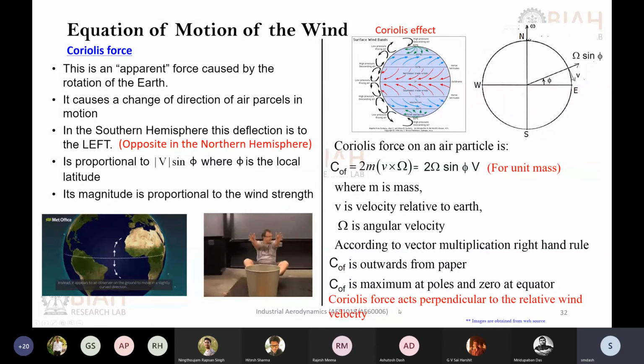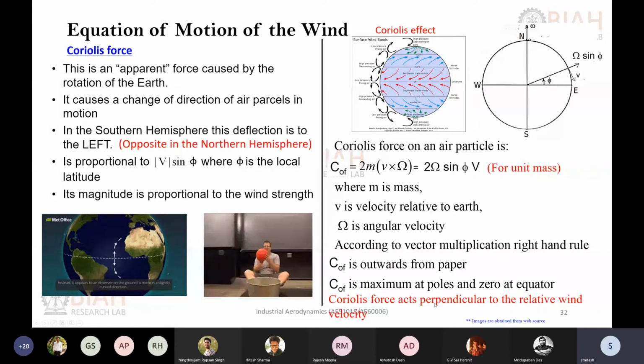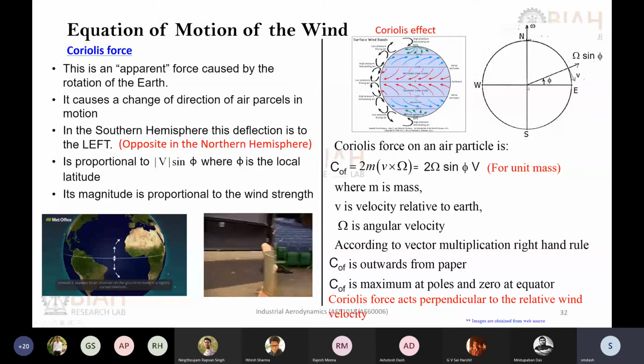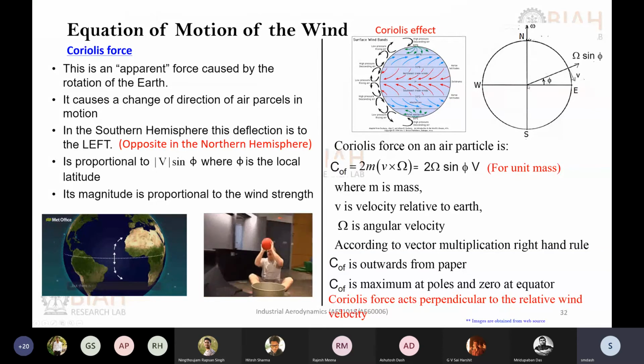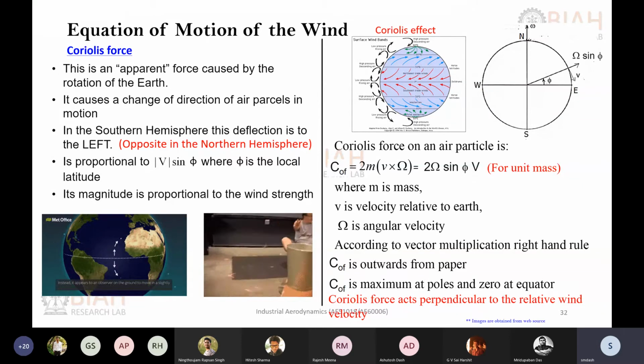And what is the direction of the Coriolis force? It acts in the perpendicular direction to the relative wind. In this case, if you follow the right hand thumb rule, it will be perpendicular to this screen, your laptop or computer screen.